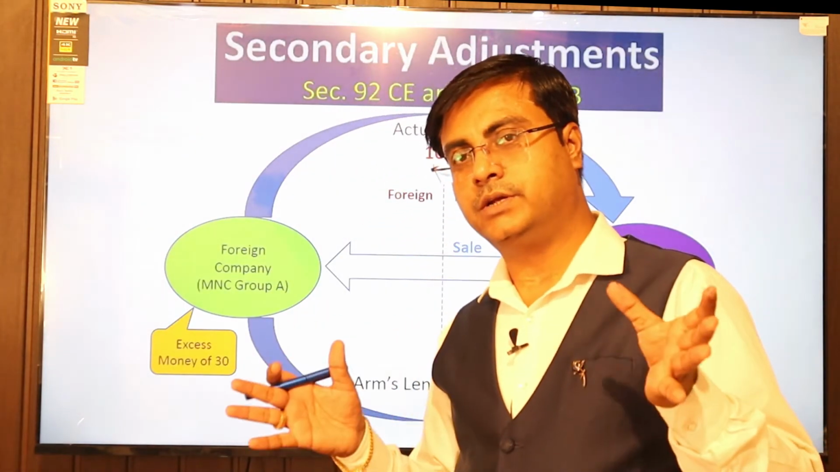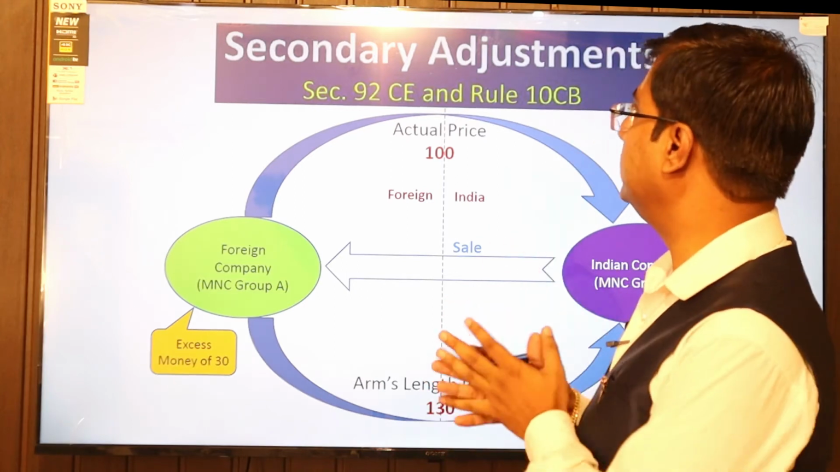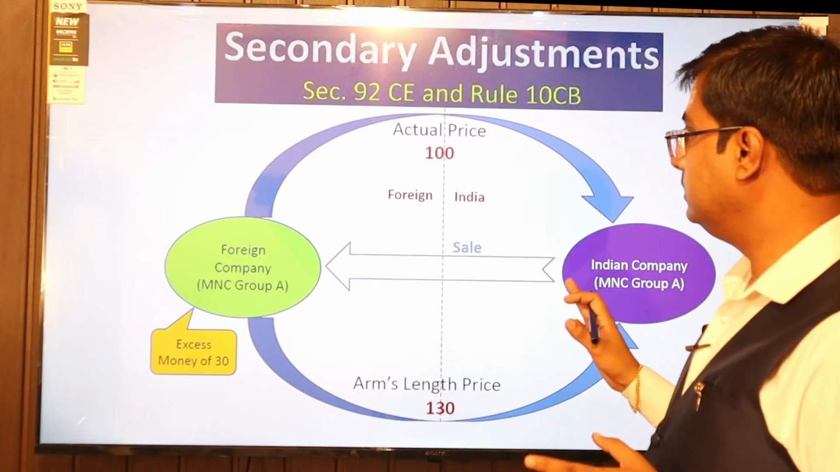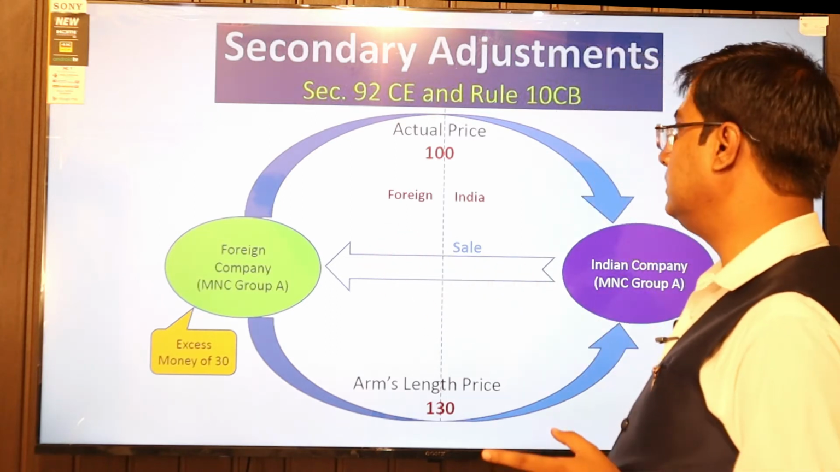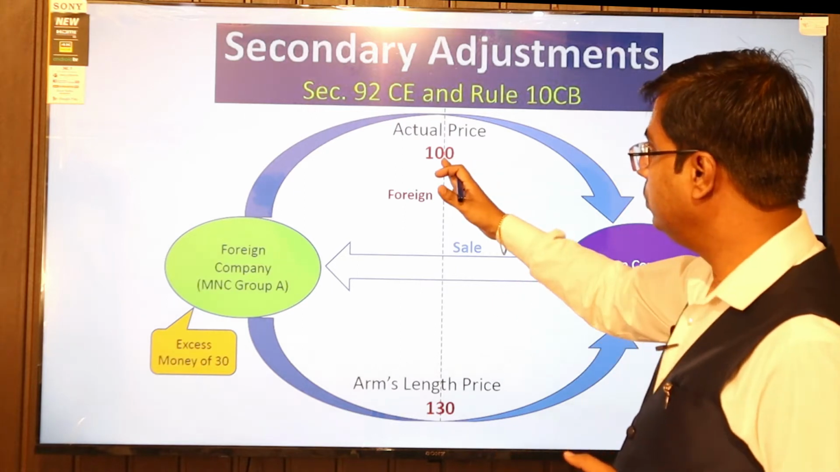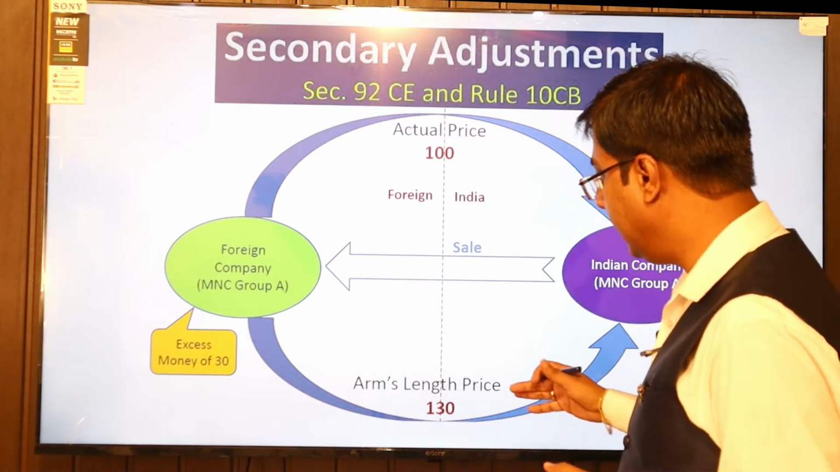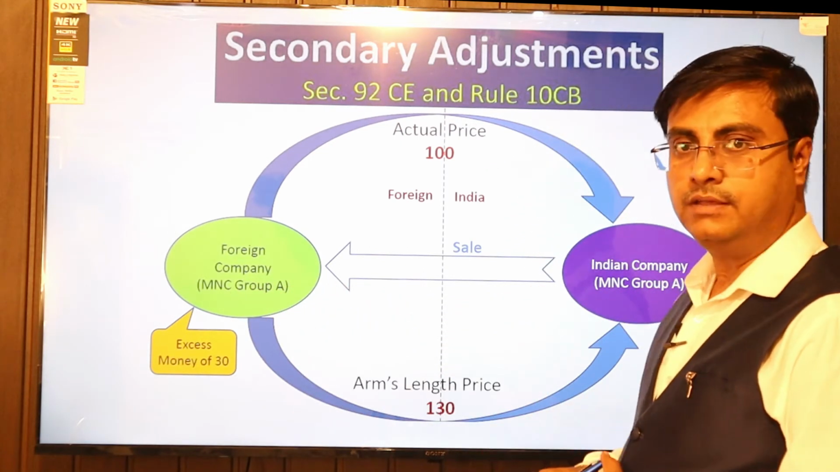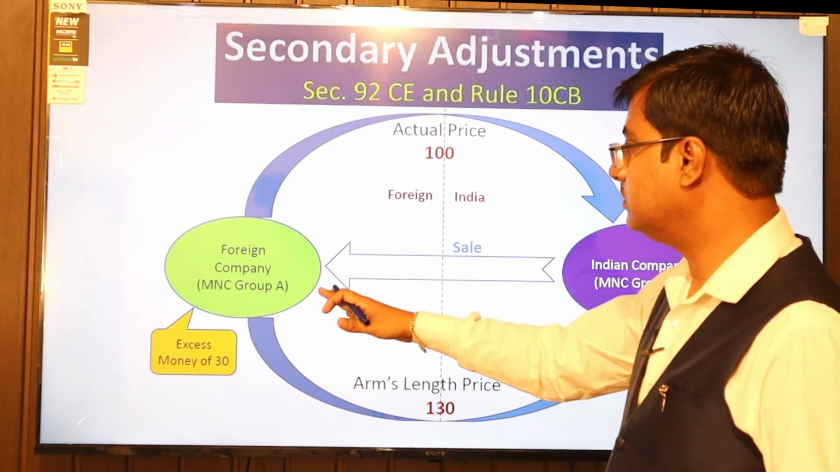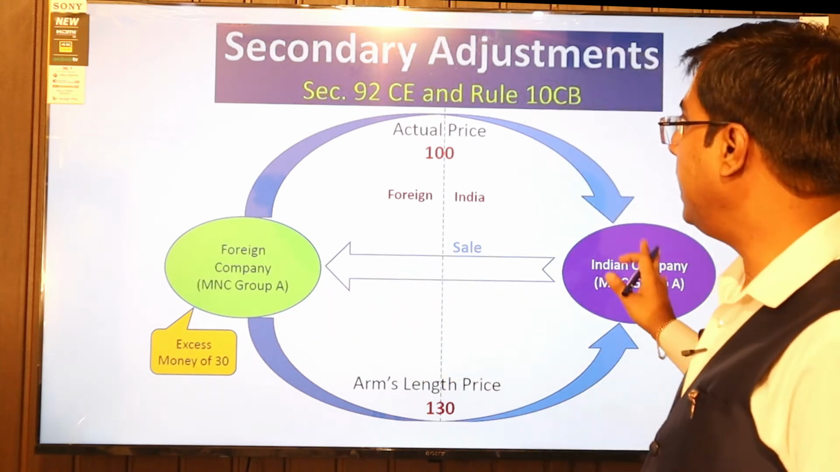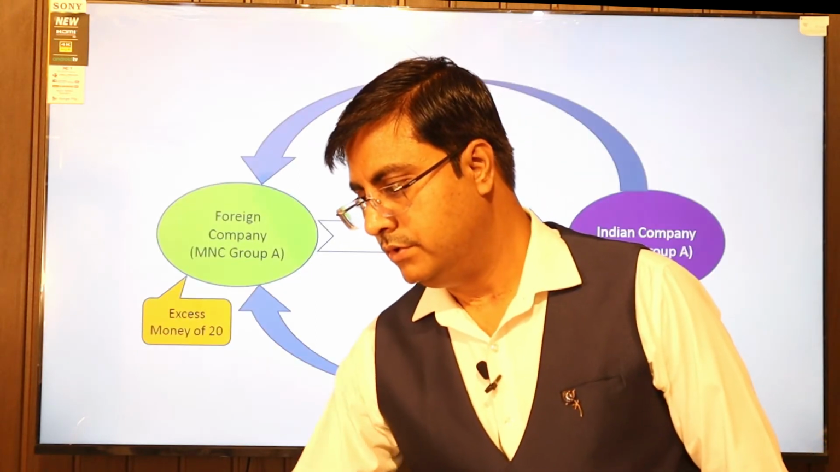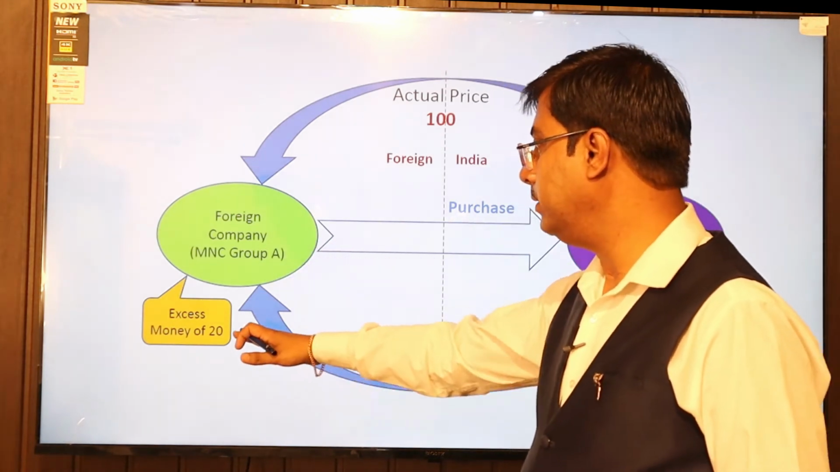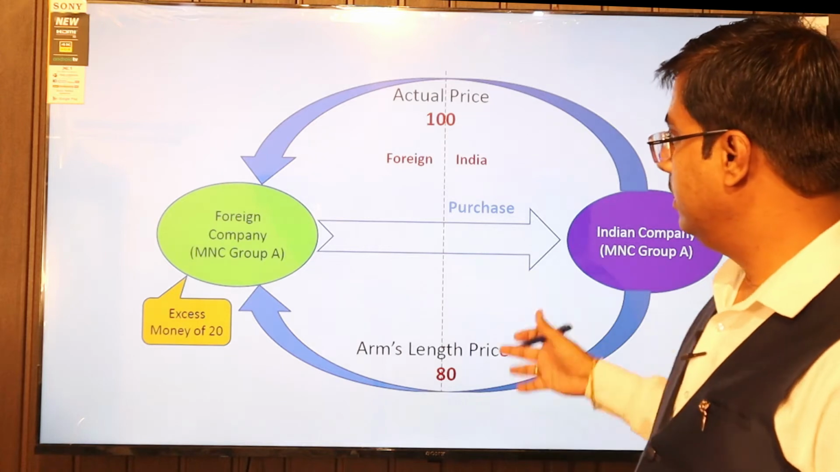There is another option with you, secondary adjustment. Section 92CE says, if there is a sale transaction with the foreign AE, you took the sale at 100, but the ALP decided is 170. So the excess money lying with this foreign company is 30. So this 30 should be repatriated back to India. If there is a purchase transaction, the excess lying with the foreign company, 20, should be repatriated back to India, right?